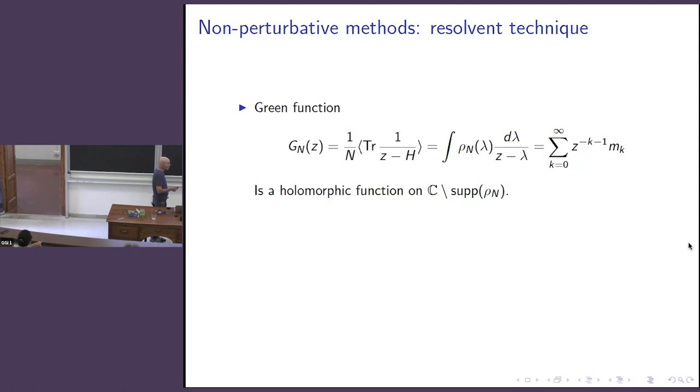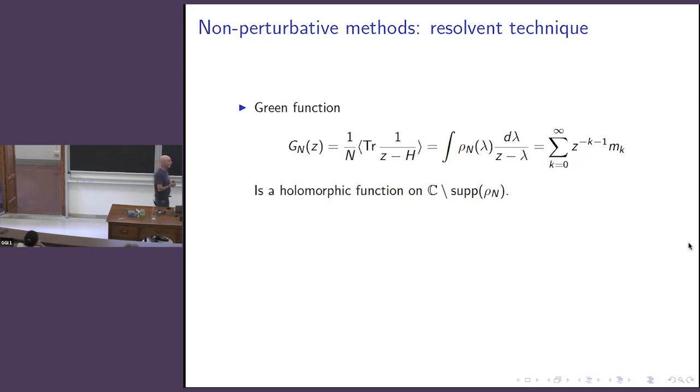This map, basically what it is, so I call it Green function, but it's also called Stieltjes transform or Cauchy transform. It comes by other names. What happens is that if you have a probability density function or even a measure with finiteness properties on the real line, you get a holomorphic function in the upper half plane or lower half plane. You get a holomorphic function on the complement of the support of your measure.